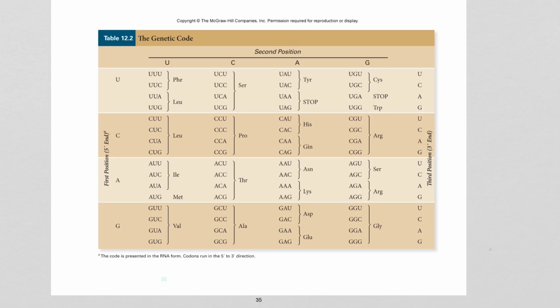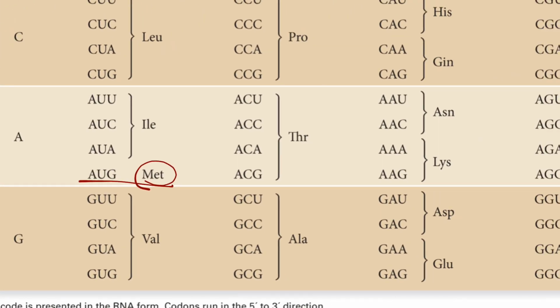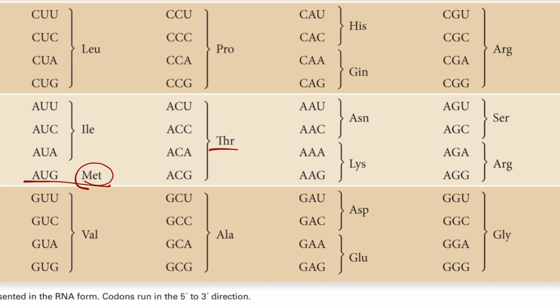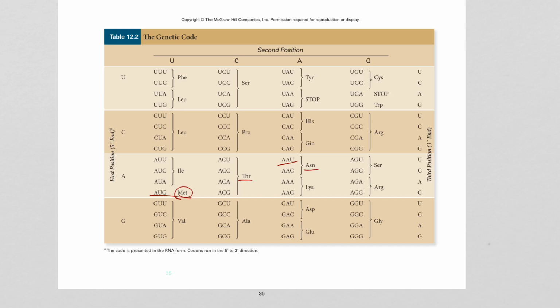And so if your RNA sequence was AUG, you start with the methionine. Let's say it was AUG, ACA, threonine, AAU, asparagine. You keep moving through, you know exactly what the protein sequence is going to be.